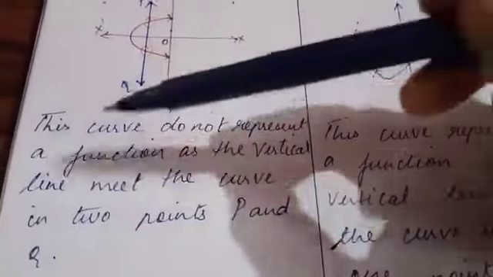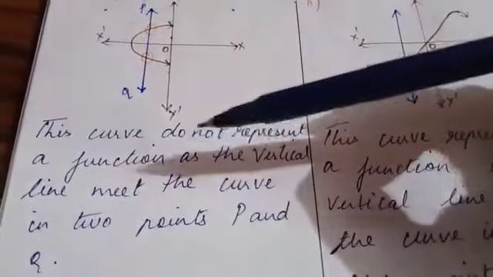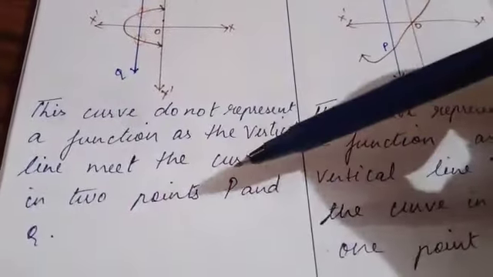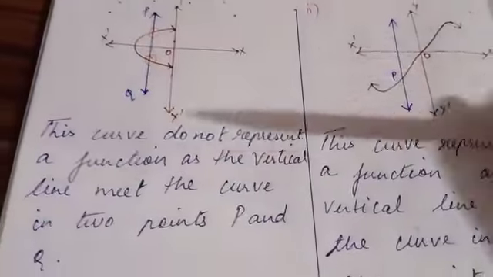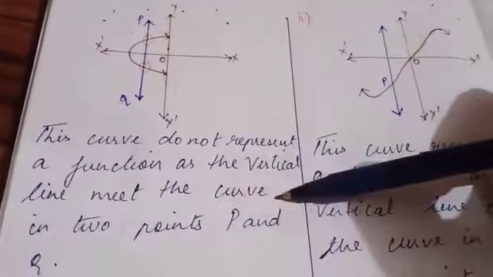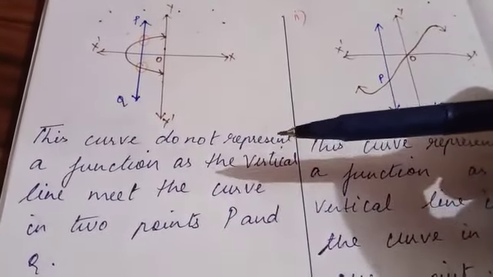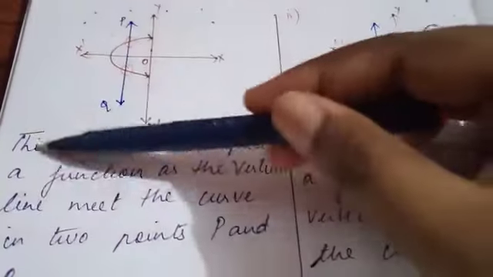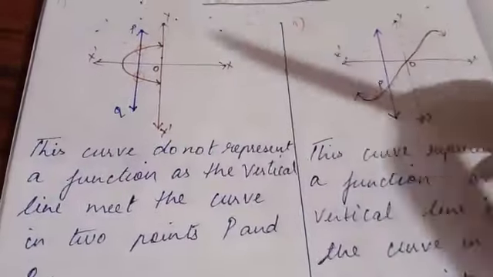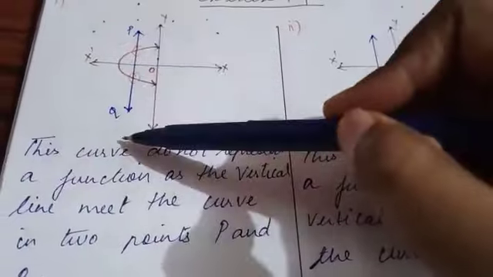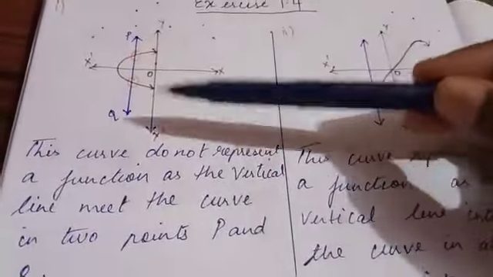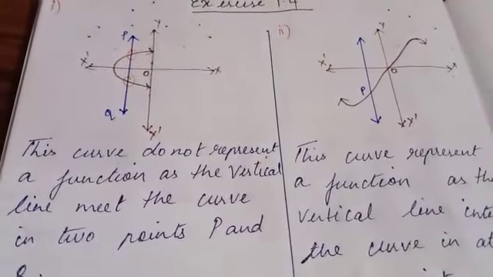Yes, this curve does not represent a function, as the vertical line meets the curve in 2 points P and Q. Since we have to give a reason, yes, we are asked to give a reason for the answer, right? So we have to write it like this: since the vertical line meets the curve in 2 points, this graph does not represent a function.